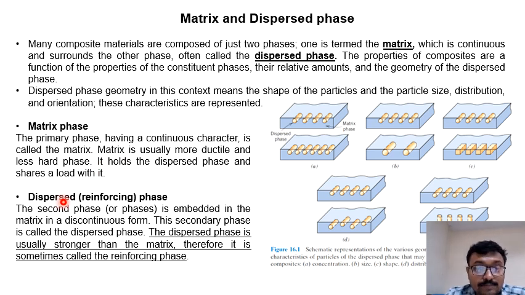Now next one, the dispersed, reinforcing phase. The second phase or phases which is embedded in the matrix in a discontinuous form is called the dispersed phase. The dispersed phase is usually stronger than the matrix. Therefore, it is sometimes called the reinforcing phase.